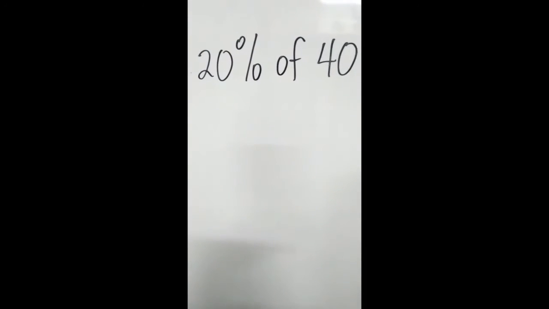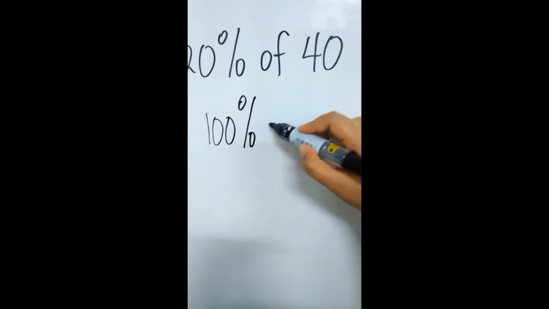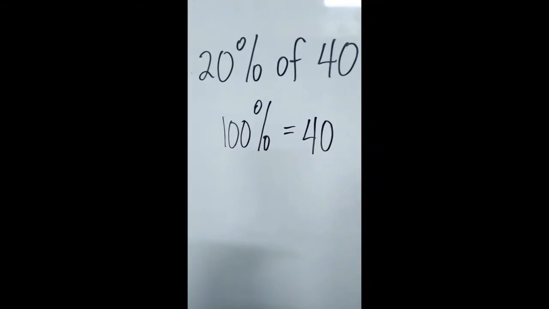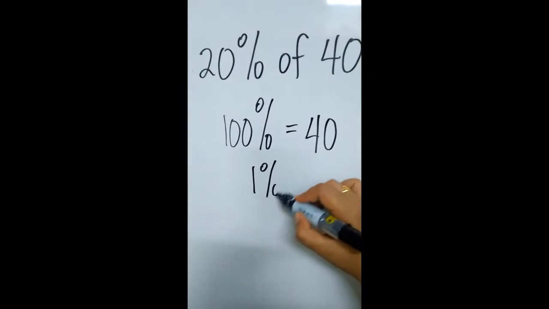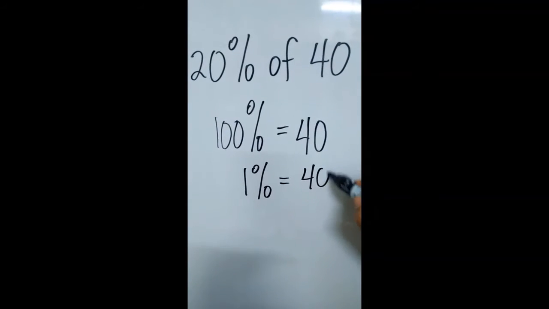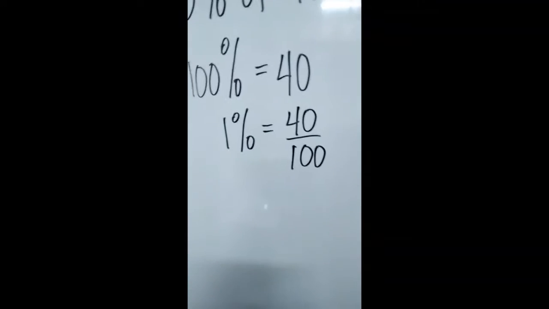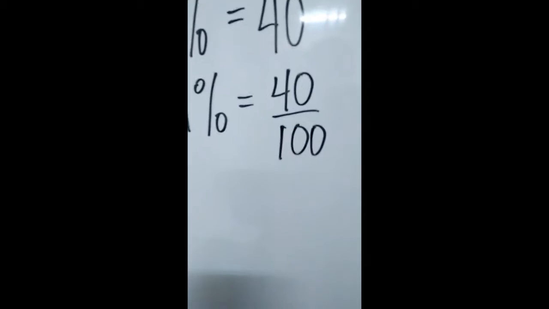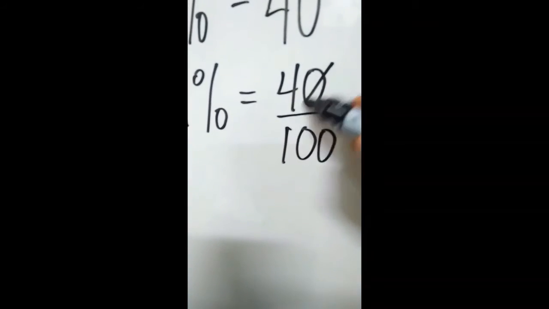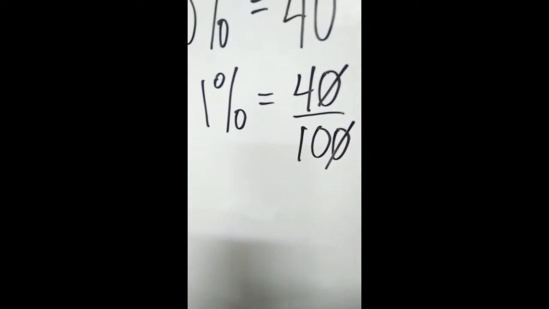In 20% of 40, 100% is equal to 40. We're going to take only the 1%. How are we going to take it? We're going to divide 40 over 100. So 40 over 100, we're going to simplify by, yes, taking the zeros. So remaining, we have 4 over 10.